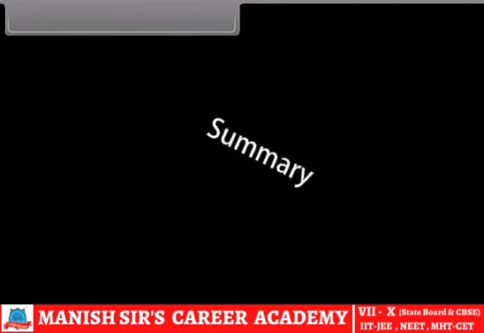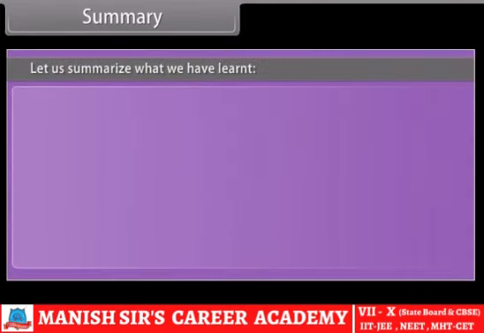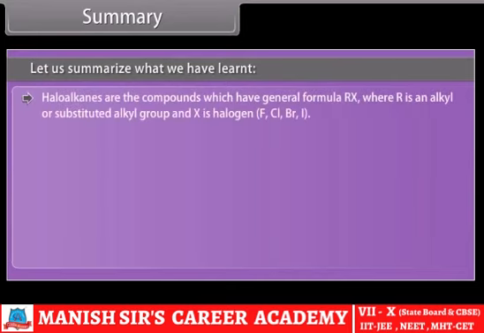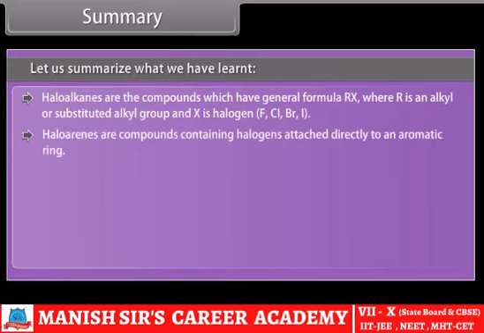Summary. Let us summarize what we have learned. Haloalkanes are the compounds which have the general formula RX, where R is an alkyl or substituted alkyl group and X is halogen, F, Cl, Br or I. Haloarenes are compounds containing halogens attached directly to an aromatic ring.